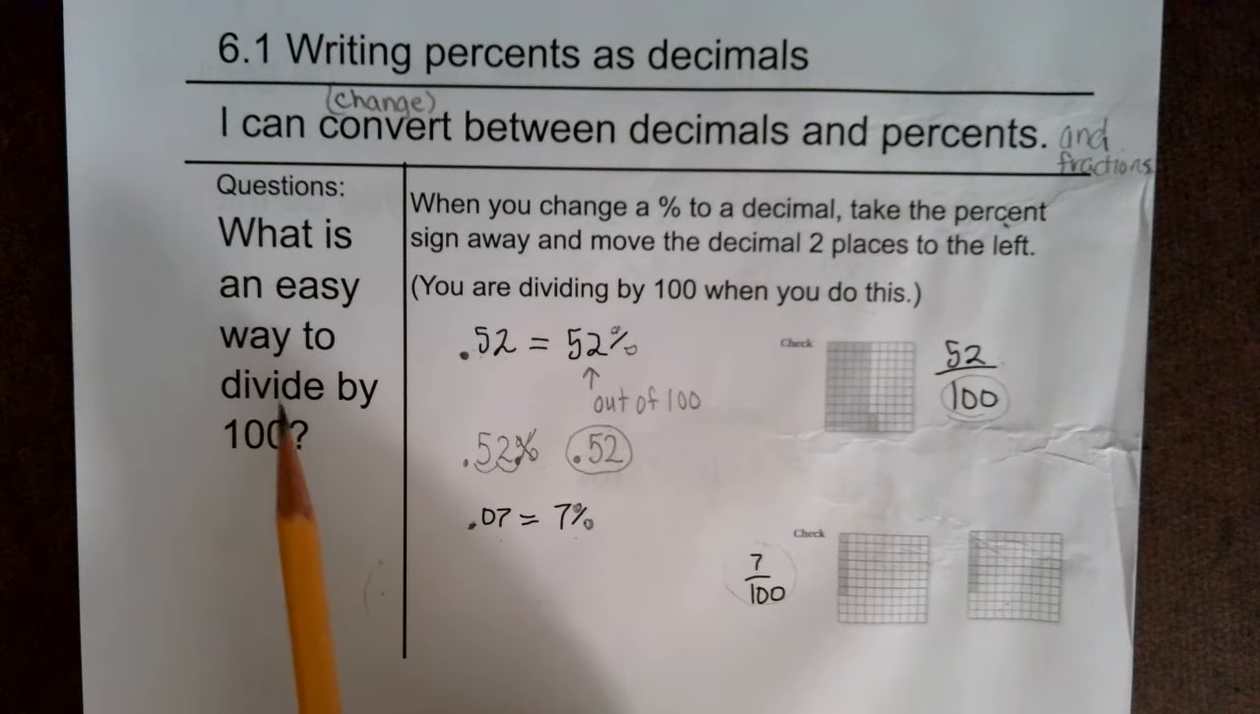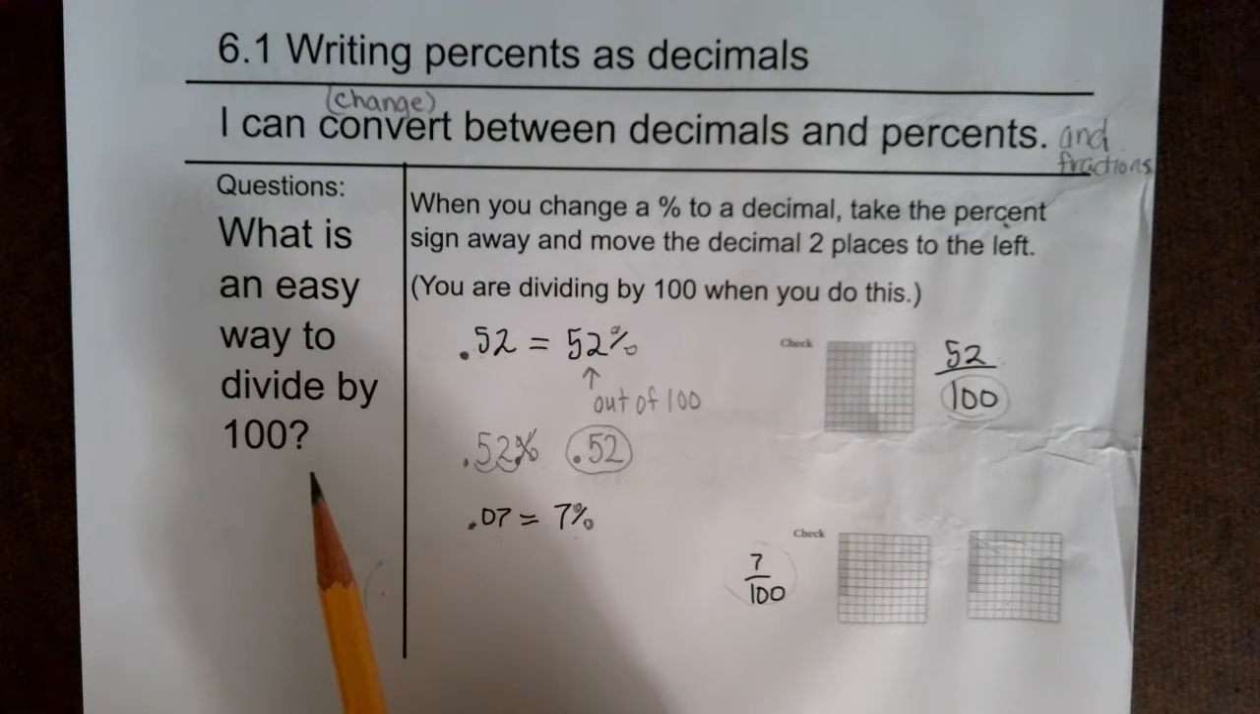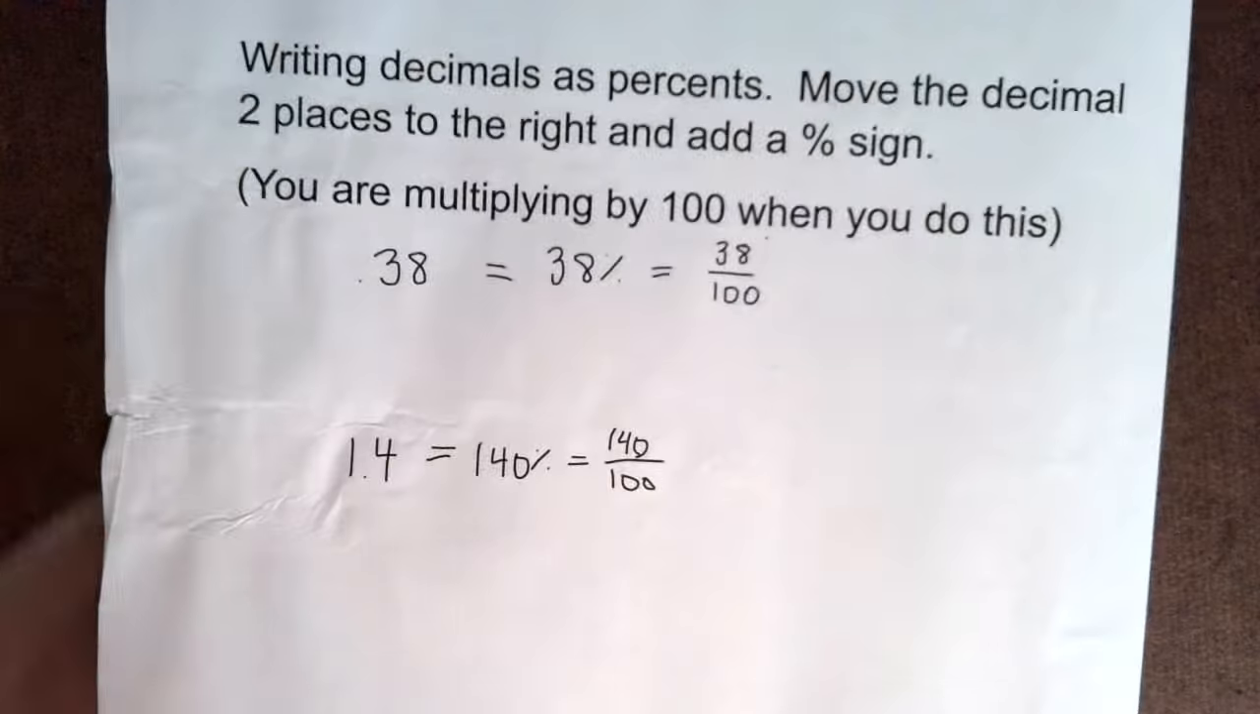So that is an easy way to divide by 100. When you move the decimal point 2 places to the left, you're really just dividing by 100. So that was the first thing, and that should kind of be review.